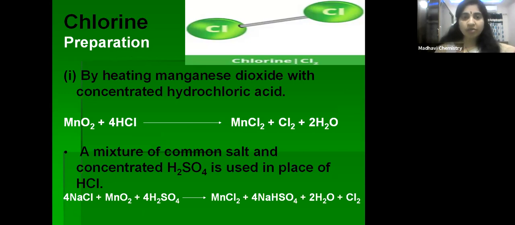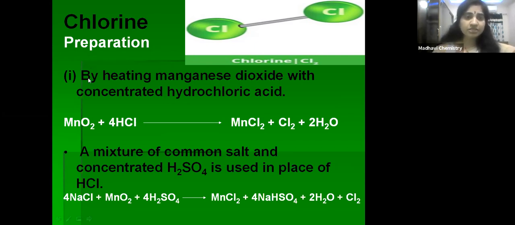So till now we have discussed chemical properties of halogens. Now we'll discuss the chlorine molecule. What is the formula for chlorine molecule? Cl2. Between chlorine and chlorine there is a single bond. Now let us see how to prepare this chlorine. Very important children, for an 8-mark question you will get this.